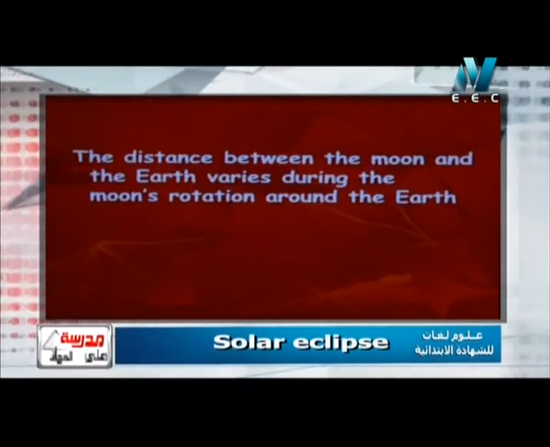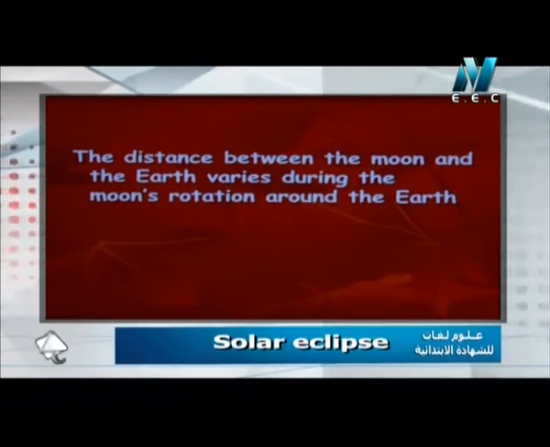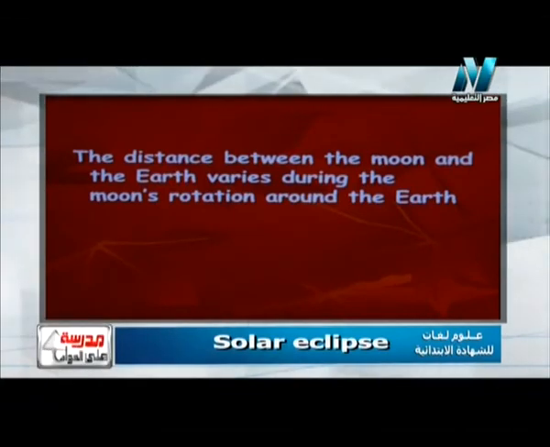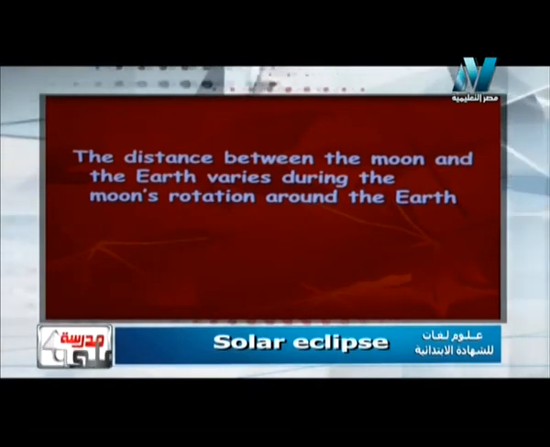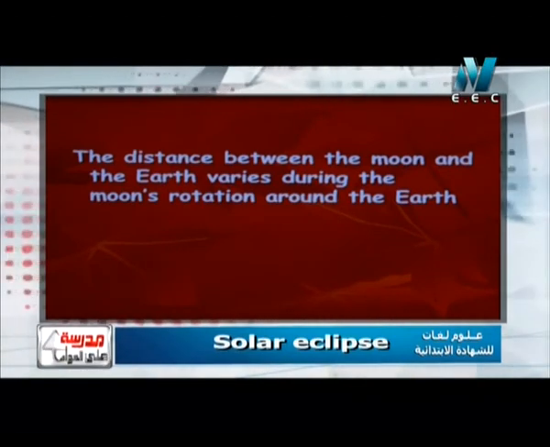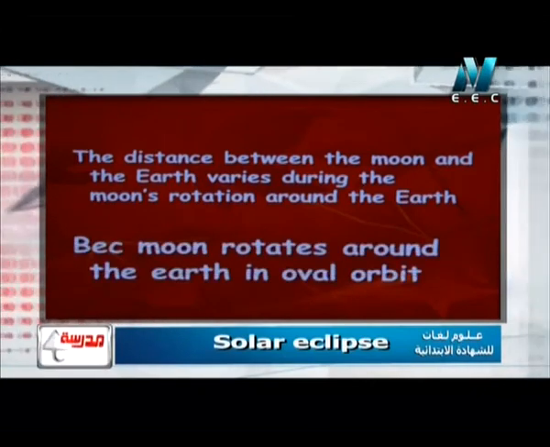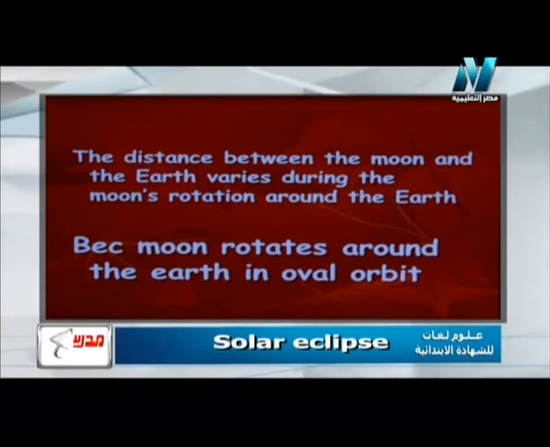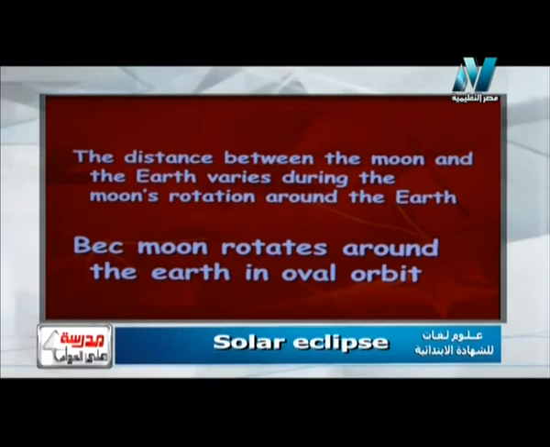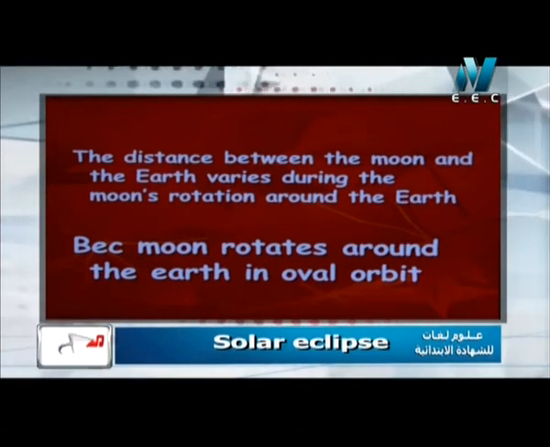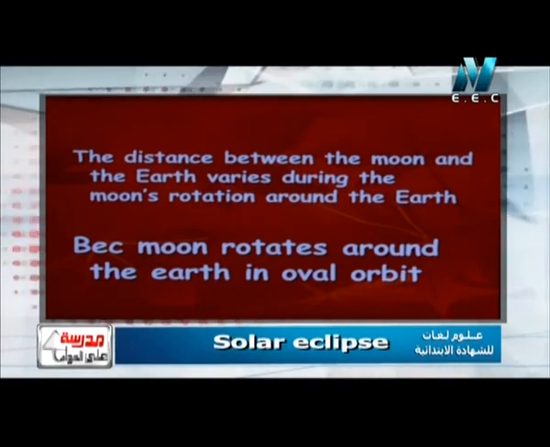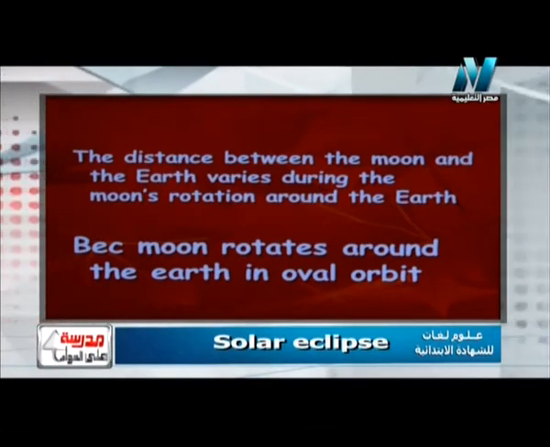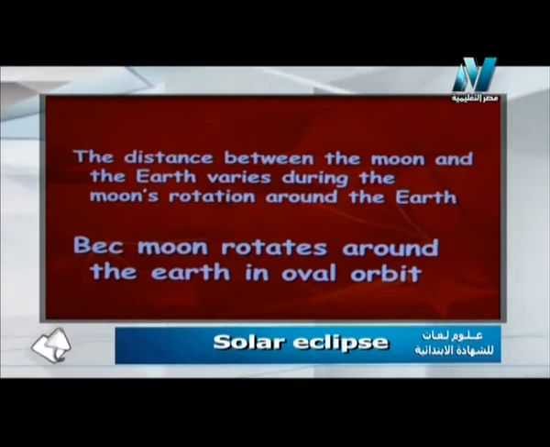Okay, another question. The distance between the moon and the earth varies during the moon's rotation around the earth. Surely the answer is that the moon rotates around the earth in an oval orbit, so the distance between them is not constant at all times.